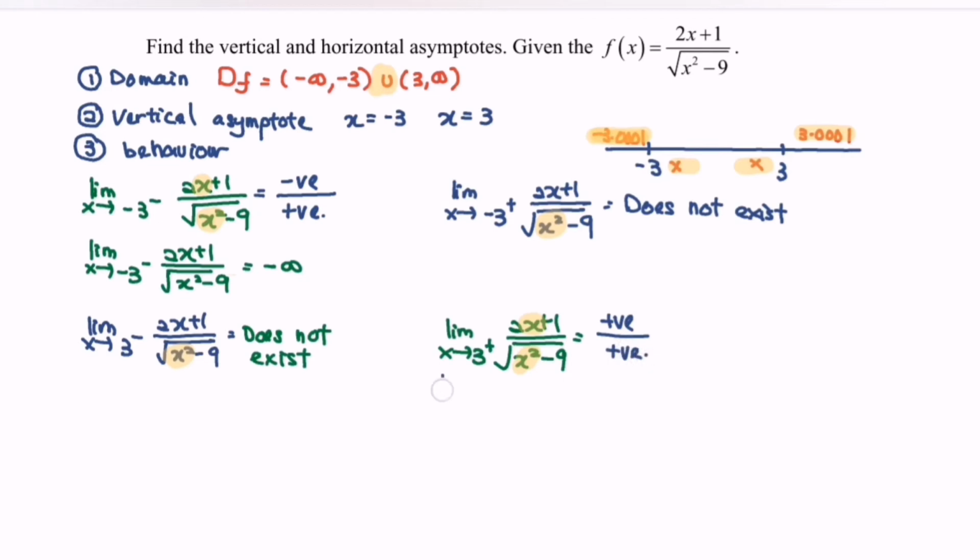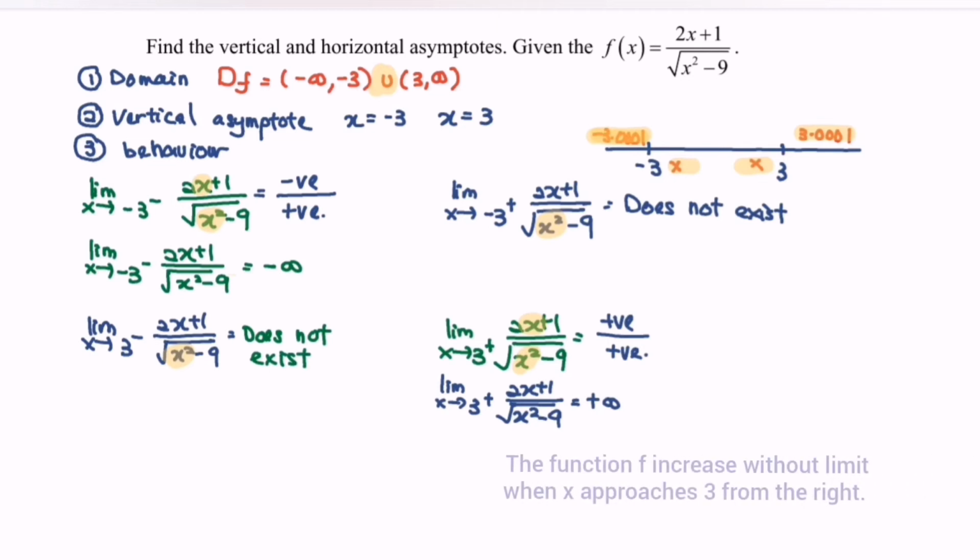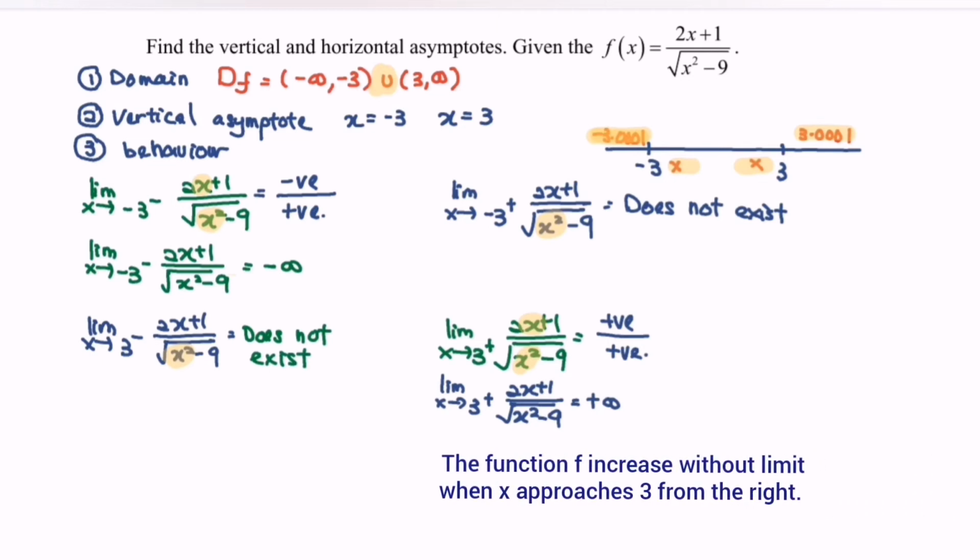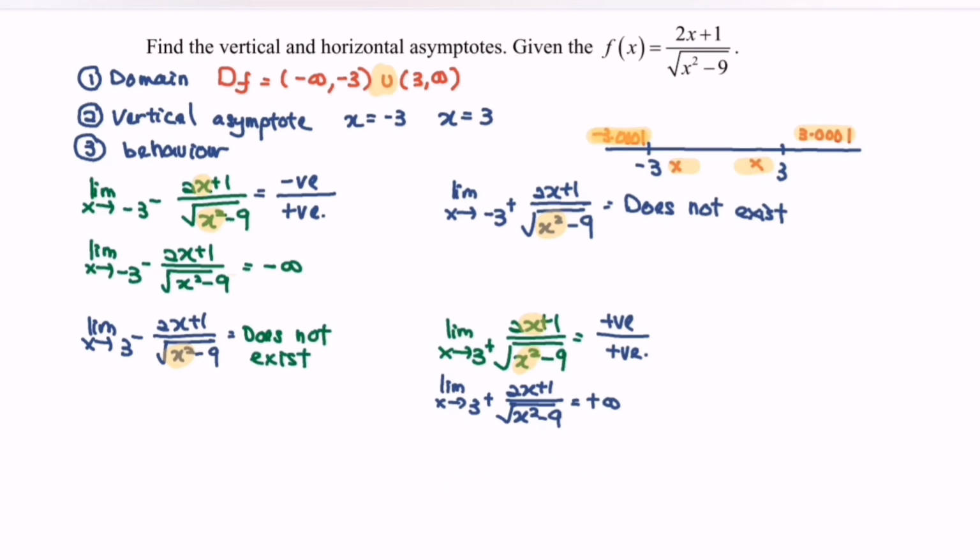So as a conclusion, limit when x approaching 3 from the right for the function, we will have a positive infinity. It shows that the function f increased without limit when x approaches 3 from the right. So here we have the behavior and the vertical asymptote, x equals to negative 3, x is equals to 3.